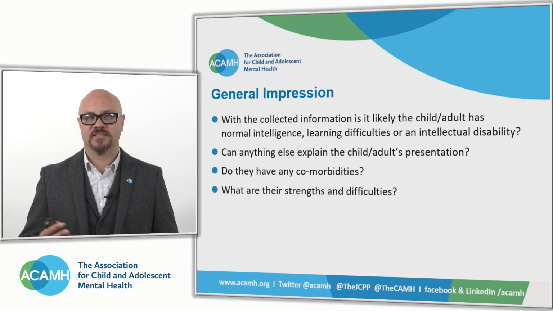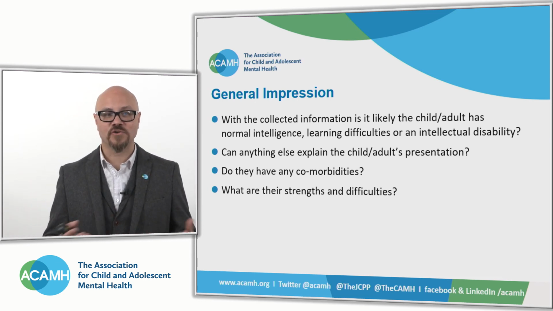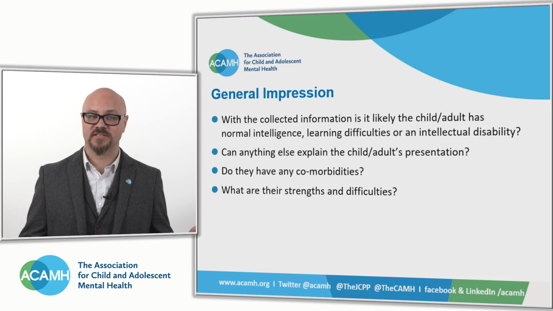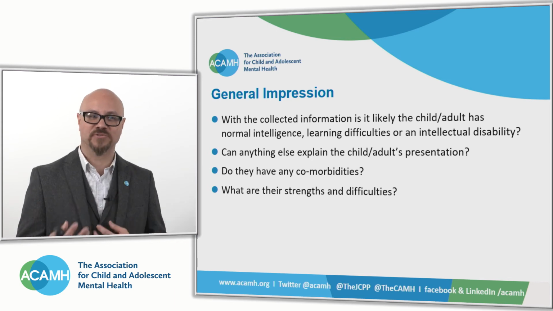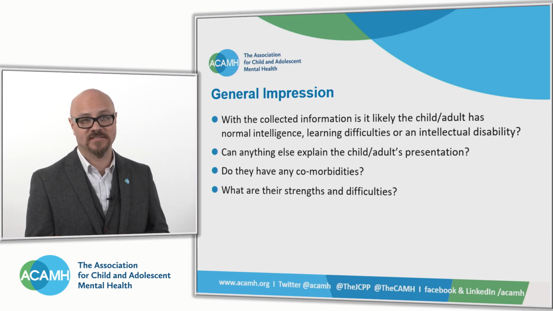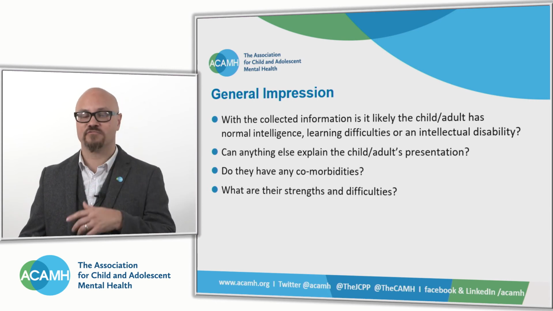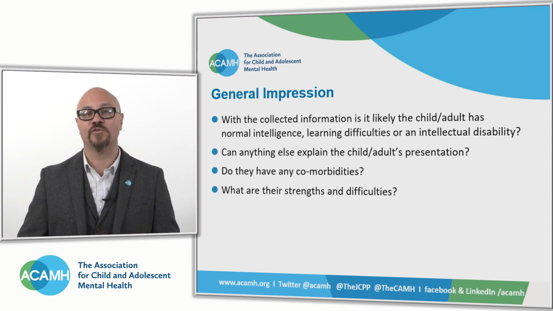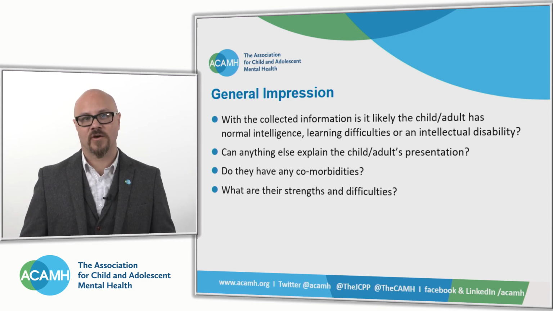G is about general impression. So with the collected information, you need to consider, is it likely the child or adult has normal intelligence, learning difficulties, or an intellectual disability, or that you still don't know? Can anything else explain that child or adult's presentation at this moment in time? Do they have any comorbidities or co-occurring conditions that either raise your chances of having an intellectual disability or that need to be considered in greater detail to think through what's going on?